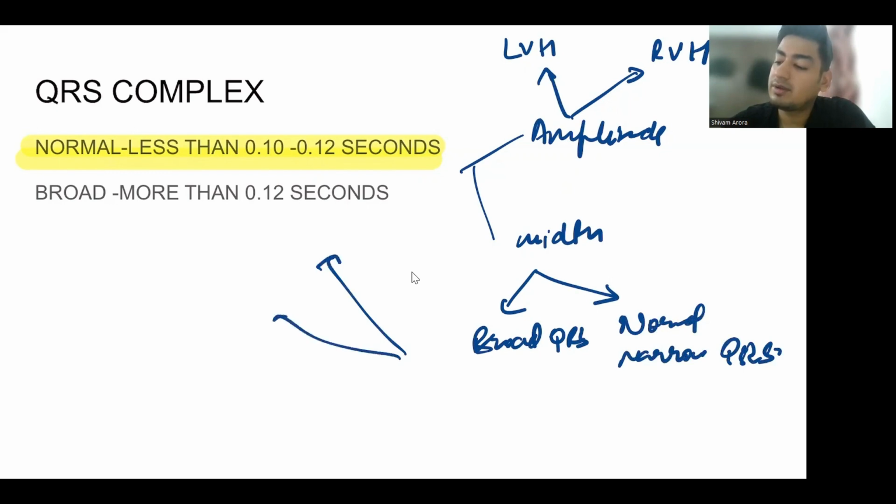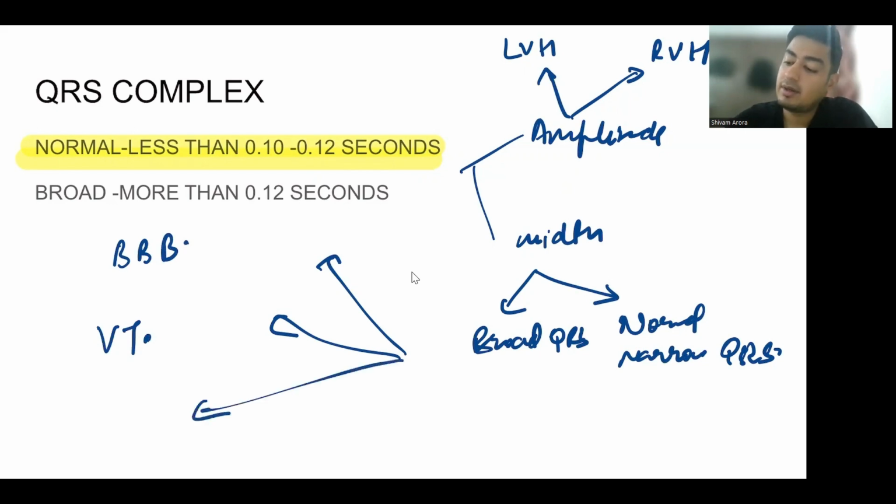Causes of broad QRS are bundle branch blocks, ventricular tachycardias, WPWs, and ventricular ectopics. Okay. Now LVH. So suppose this is the heart.